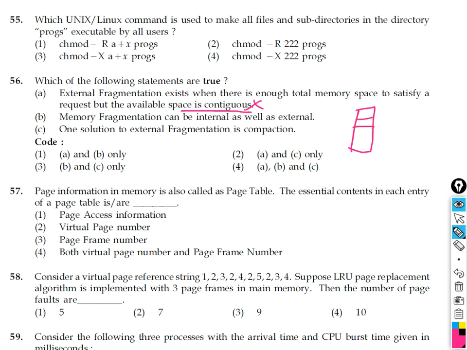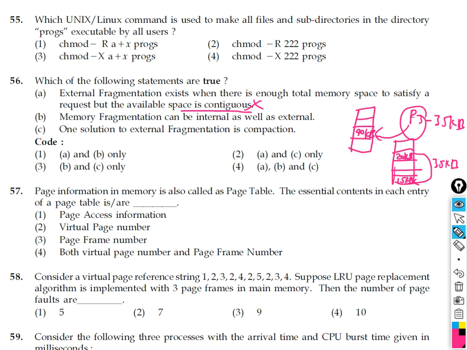For example, assume that this is the main memory. Assume that here 40 KB of memory is available, and a new process has come, process P3, which requires 35 KB. Then this 35 KB P3 process can be accommodated into 40 KB. Because 40 KB is contiguous memory, we can allocate it. There will not be any external fragmentation. Whereas assume that you are having two holes of 20 KB and 15 KB, which are not contiguous. Here 20 KB is there and here 15 KB is there. So even though 35 KB is available, because it is not contiguous, we cannot accommodate process P3, then external fragmentation will occur. So statement A is false.